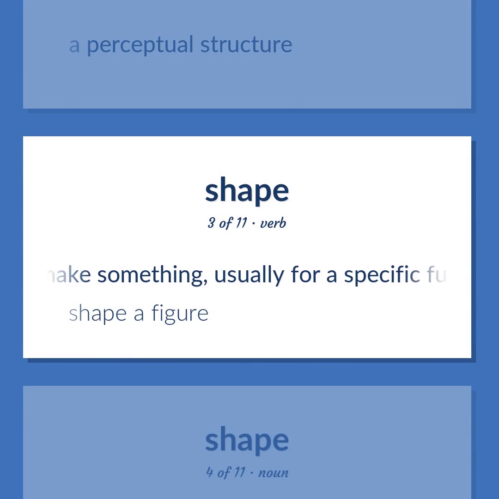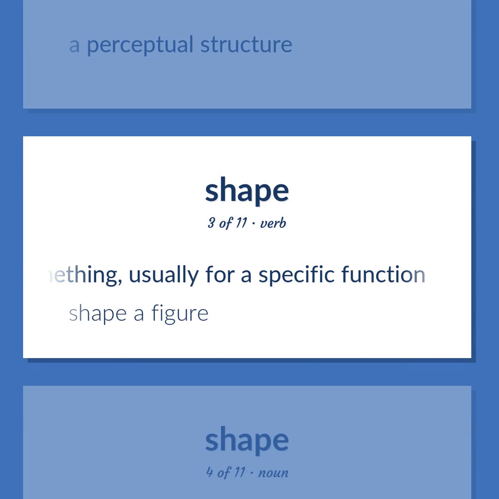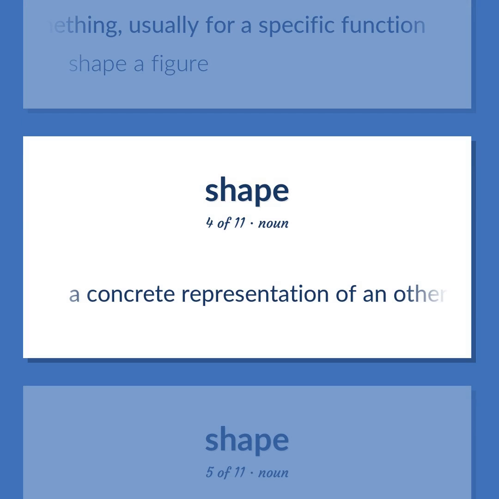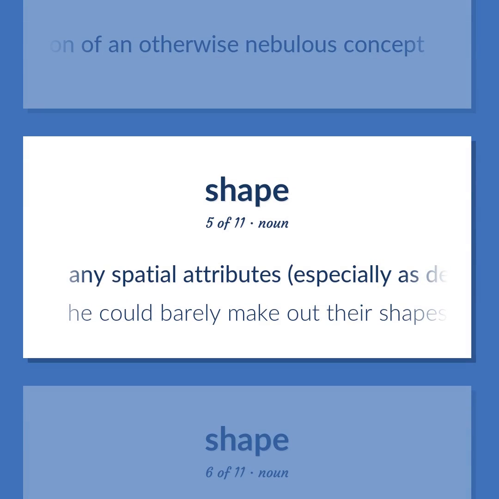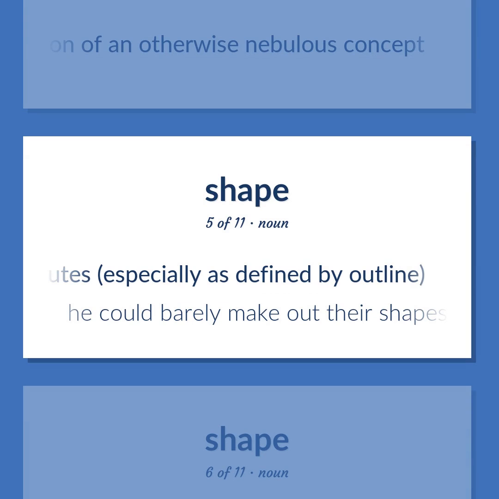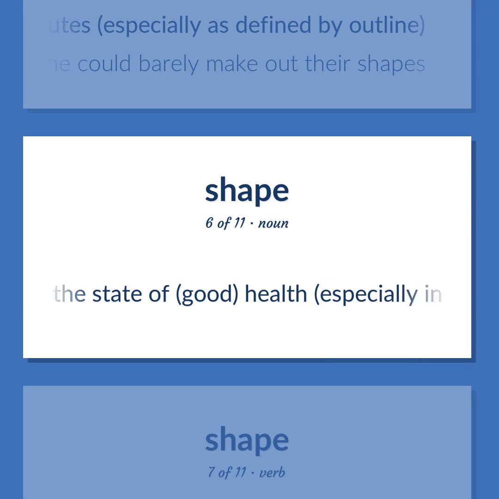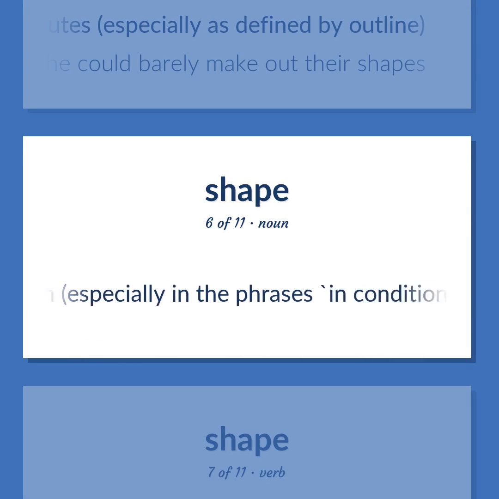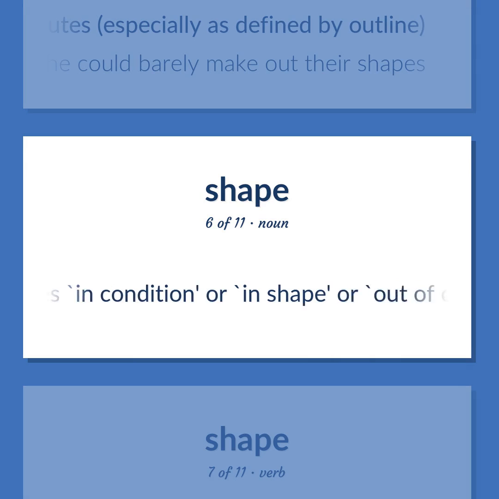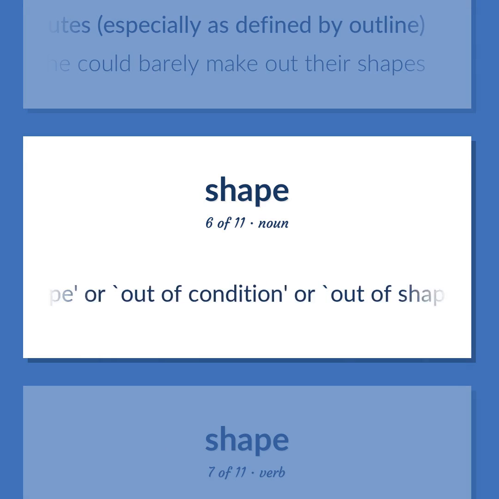Make something, usually for a specific function. Shape a figure. A concrete representation of an otherwise nebulous concept. Any spatial attributes, especially as defined by outline. He could barely make out their shapes. The state of good health, especially in the phrases in condition, or in shape, or out of condition, or out of shape.